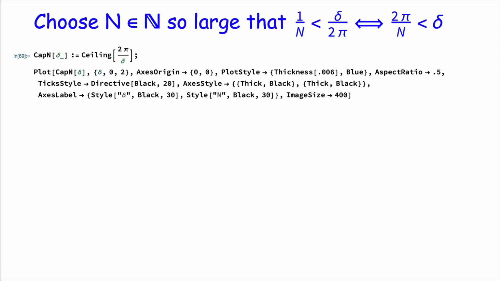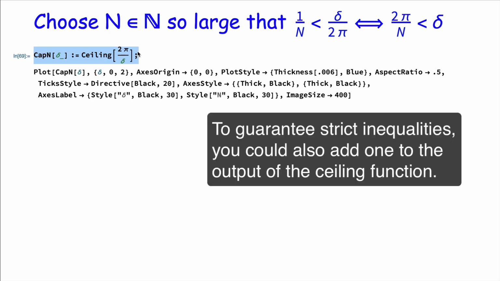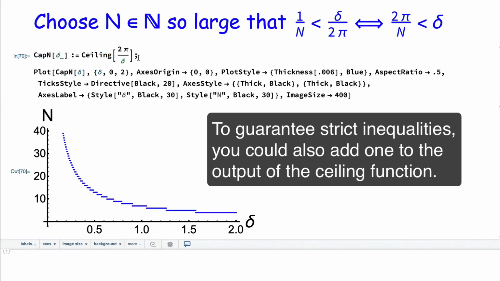Next, by something called the Archimedean property, even when delta is really, really small, we can choose a positive integer capital N such that 1 over capital N is less than delta over 2 pi, which is equivalent to saying 2 pi over capital N is less than delta. In fact, we can use the ceiling function, which rounds up to the smallest integer greater than a given number, to define capital N as a function of delta to be the ceiling of 2 pi over delta, and we can graph that. Here we do see that as delta gets smaller and smaller, n gets larger and larger, as you would expect.